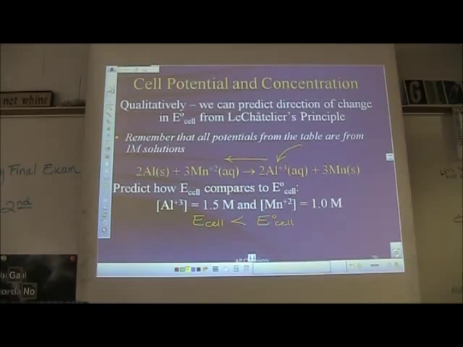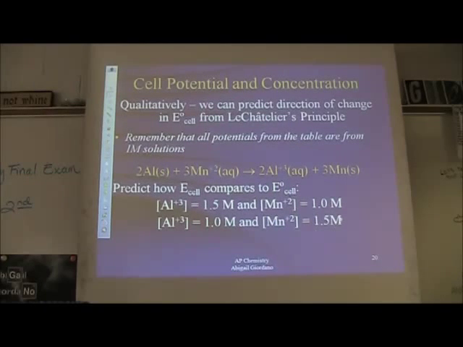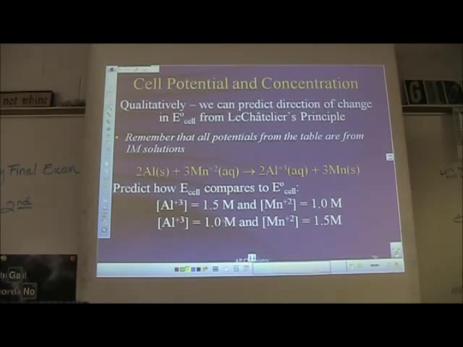So, how do you make your battery more efficient? Well, how about you do this? I'm leaving the aluminum ion alone, but I've poured in more of the manganese solution. Well, where is the manganese ion? Here it is. Which way will this shift? To the right. Is that the direction that we want to go in? Yes. So this would be a situation where my potential is greater than what it was. This is like putting your battery on steroids. Okay? You're bulking it up. You're making it put out a greater cell potential.